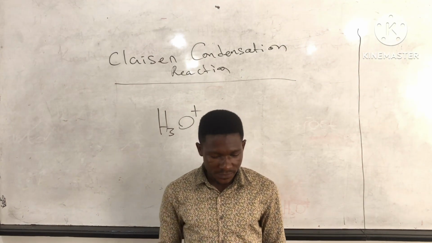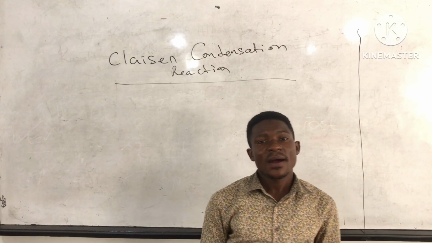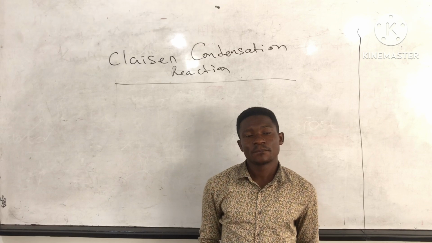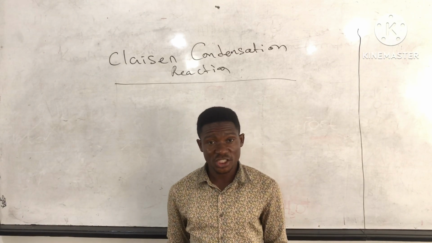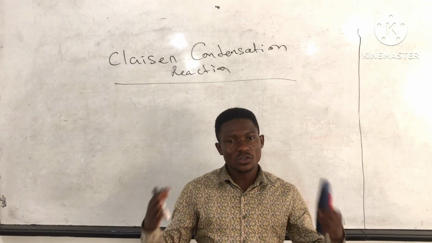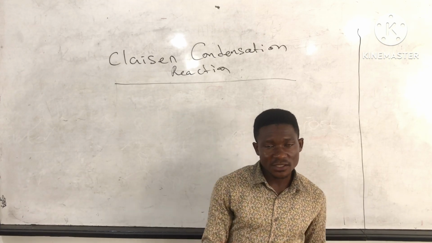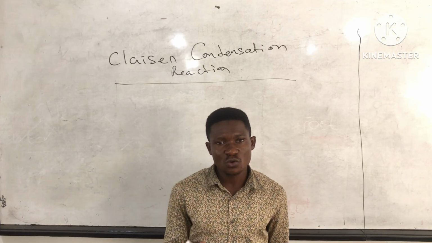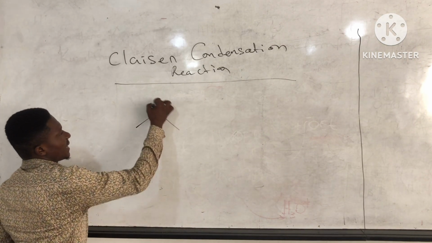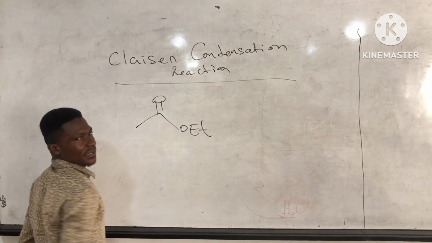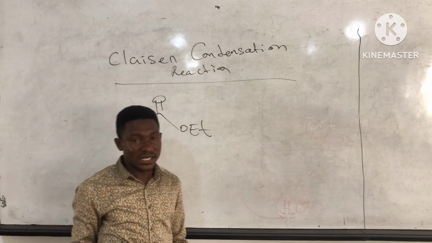Now I would also like to speak to the fact that there are two different kinds of Claisen condensation reactions. We have what we call the self-Claisen condensation reaction, and we also have what we call the cross or mixed Claisen condensation reaction. For the self-Claisen condensation reaction, the ester that you use will end up reacting with itself. So, for example, if I use an ester like this, the same ester will end up reacting with itself in order to establish our condensation product.